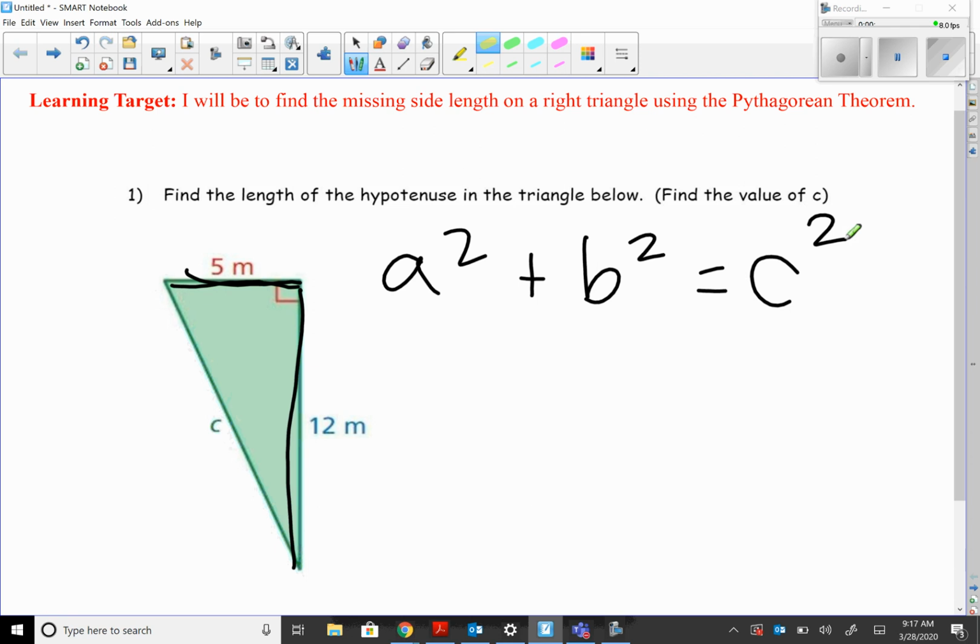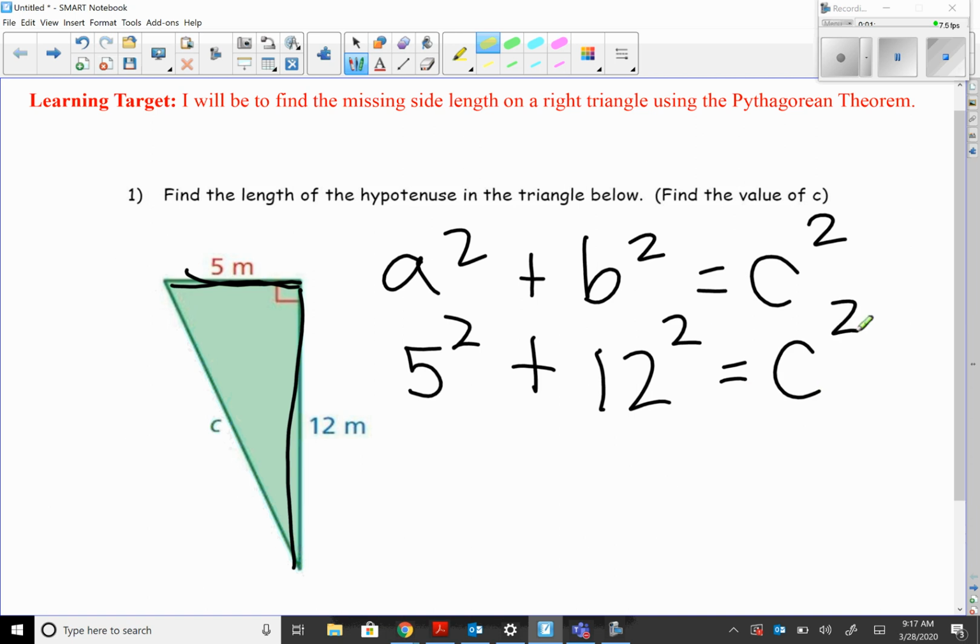So let's substitute the 5 in for a. So that'll be 5 squared, plus we're going to use the 12 for the b, so 12 squared equals c squared. So this is an example when you have the two leg lengths and you're trying to find the hypotenuse.